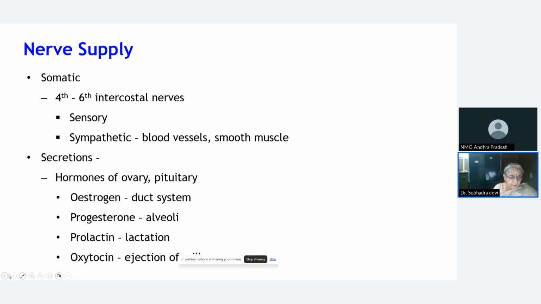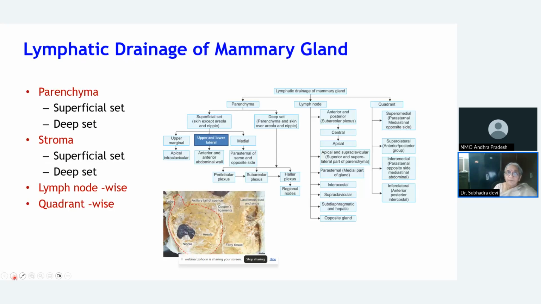You have the knowledge of physiology, you can add some of it. And lymphatic drainage of the mammary gland. If you want to elaborate it, you have to mention the parenchyma, whose lymphatic drainage has superficial and deep sets. The stroma also has superficial and deep sets. If you want to classify it lymph node wise, you can do it, and quadrant wise also, provided you understand it, and then only you can do it.